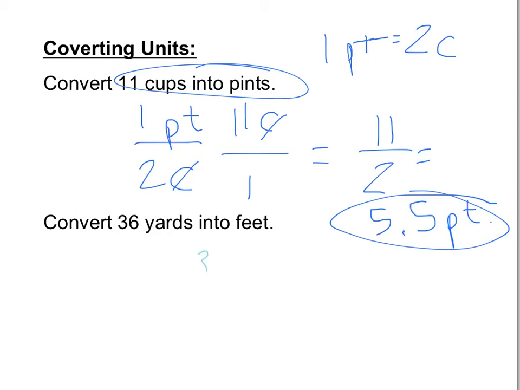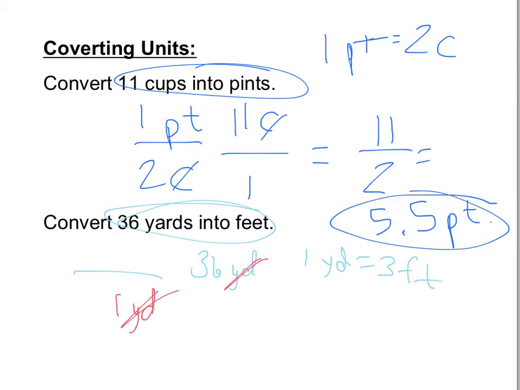Okay, the bottom one here, we would put 36 yards on the right. The fraction we needed is the relationship between yards and feet. And we know that 1 yard equals 3 feet. So then I'm going to put the 1 yard down here so that way these cross out. Put the 3 feet on top. 3 times 36 is 108, I think, right? 1 times 1 is 1. So then you take 108 divided by 1 and get 108 feet.